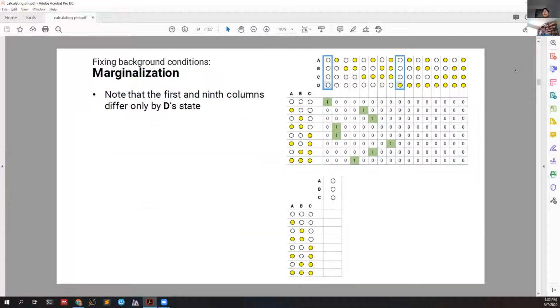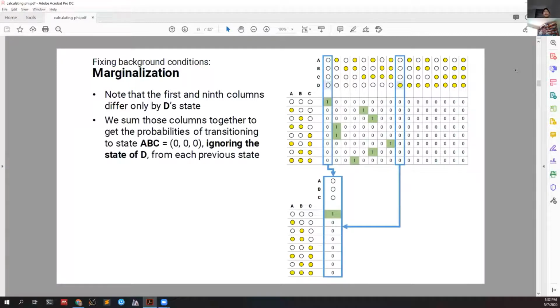So first, what we need to do is find states that differ only by the element D. Let's see the two states highlighted by the blue line. These states are the same if we ignore D, so we consider the two states as the same. And what we need to do is just take the sum of probability between these two columns. And yeah, the result is this.